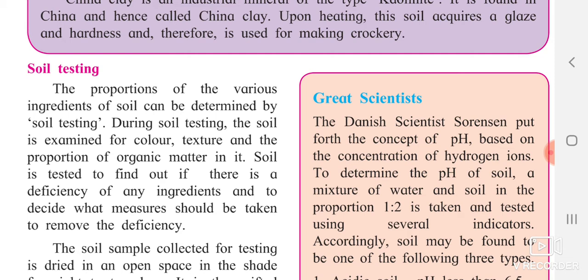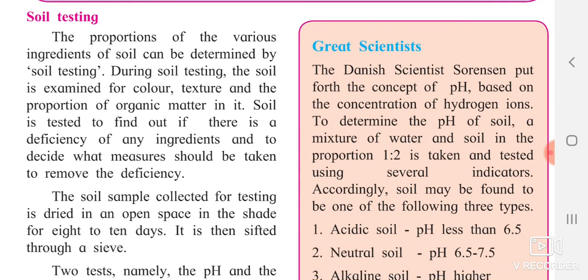Soil is tested to find out if there is a deficiency of any ingredients and to decide what measures should be taken to remove that deficiency. Deficiency means, for example, if the soil is lacking humus content, humus we all know, what can we do to remove that deficiency of humus, and what we are going to add to that soil is also determined by this soil testing. So the soil sample is collected first. It is dried in the open space for 8 to 10 days. Then it is sifted in a sieve.